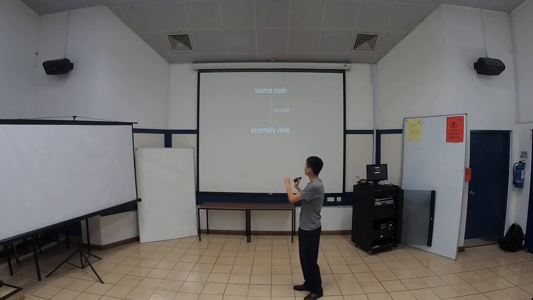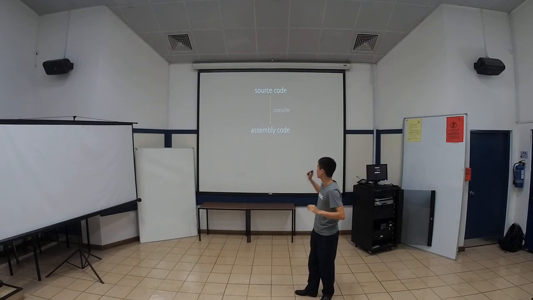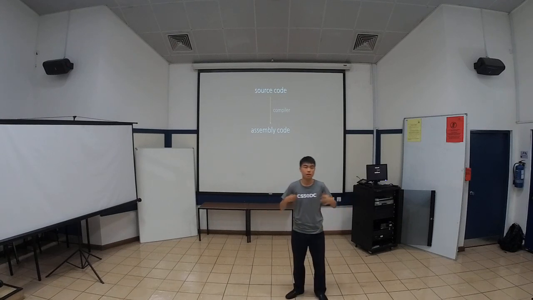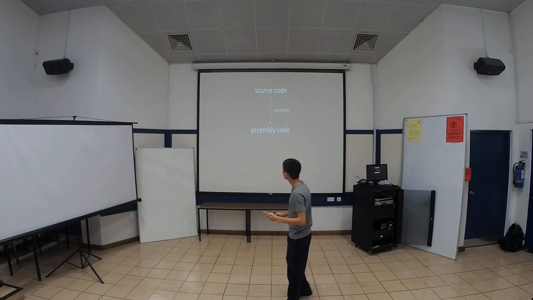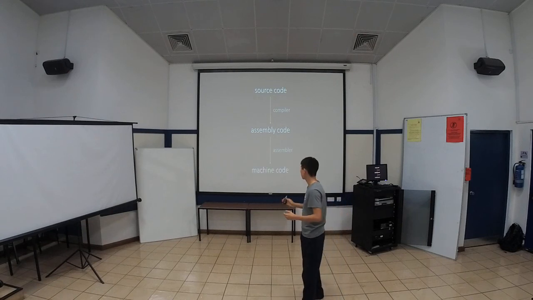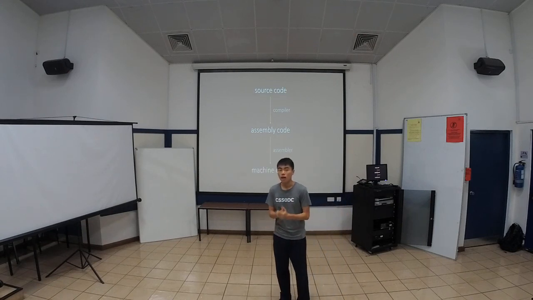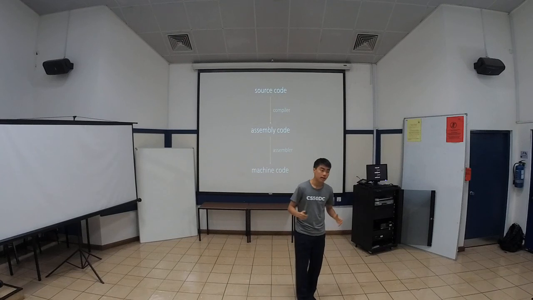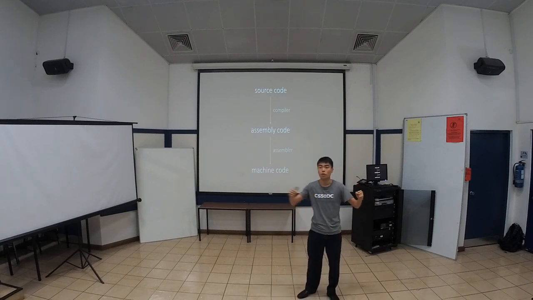Now, even at this moment, I should say, the assembly code is still written using alphabetical letters. It's still not in zeros and ones. So there's one final step. We have to put it through something called an assembler. And what that does is it outputs machine code. And machine code, as you will see, is literally just a series of zeros and ones.